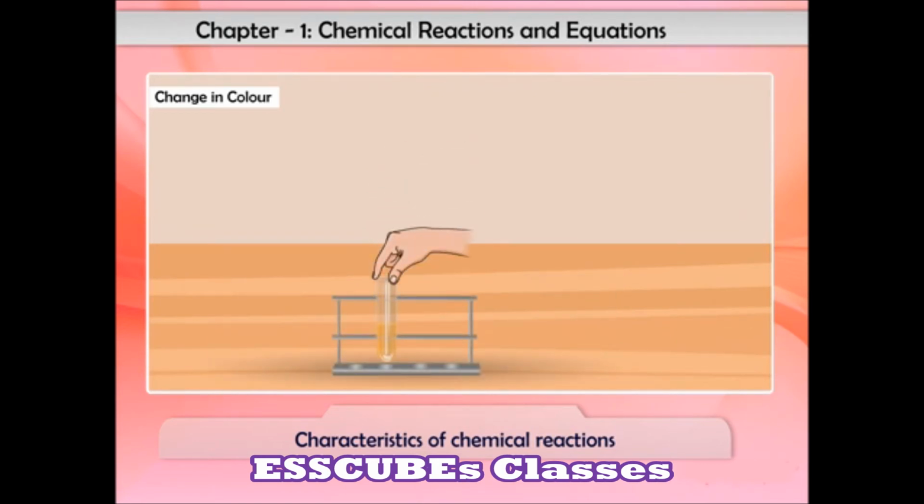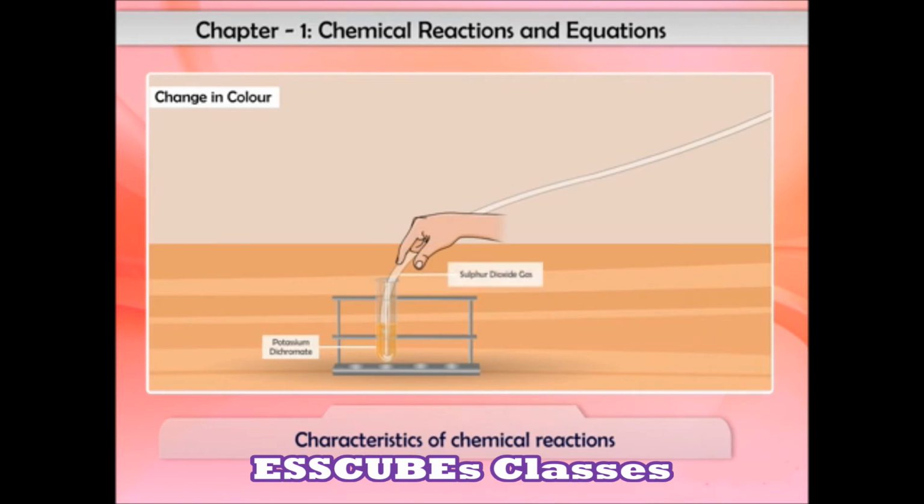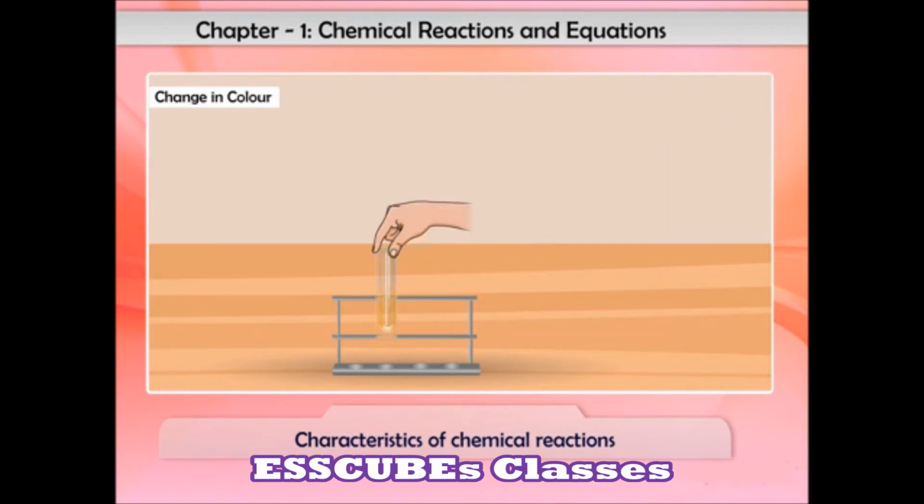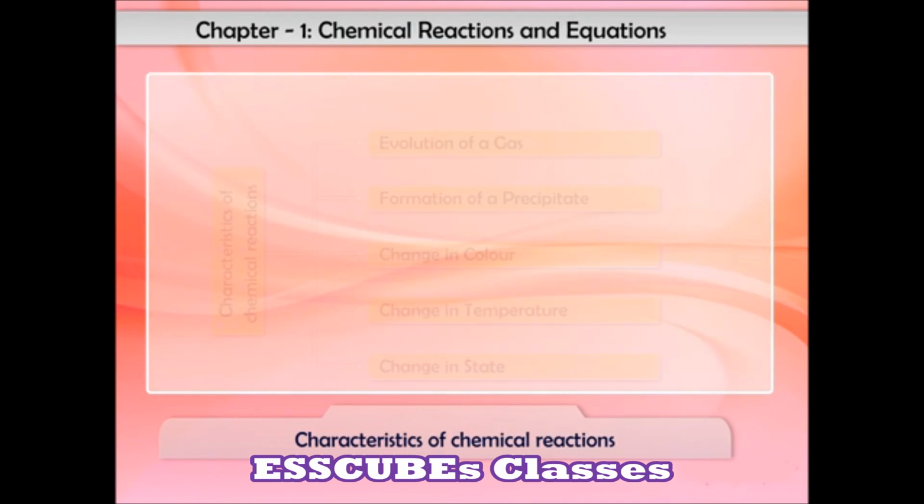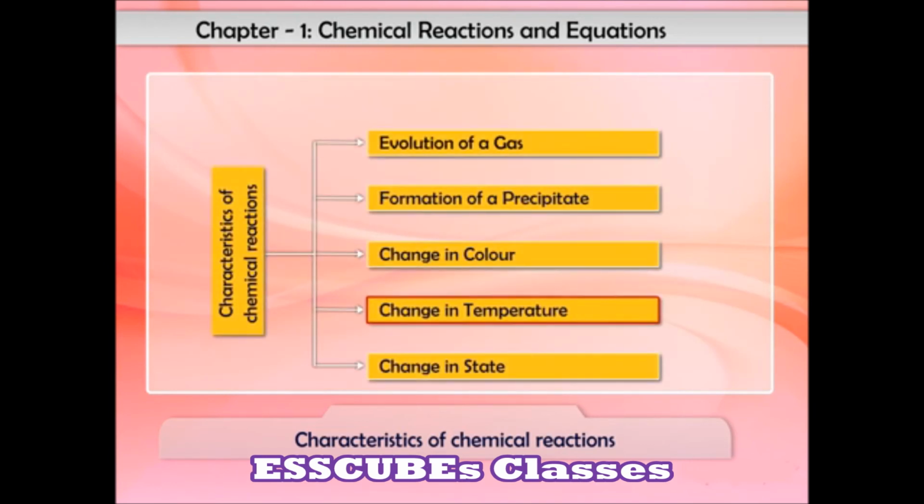2. When sulfur dioxide gas is passed through acidified potassium dichromate solution, the orange color of potassium dichromate solution changes to green. The fourth characteristic is change in temperature.